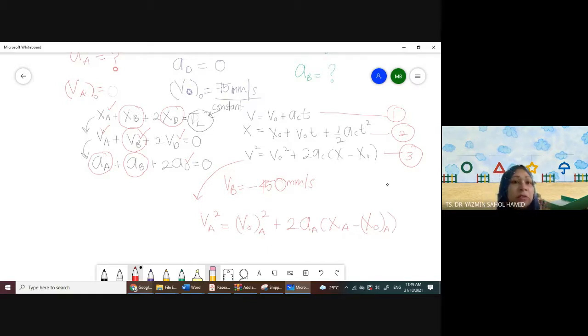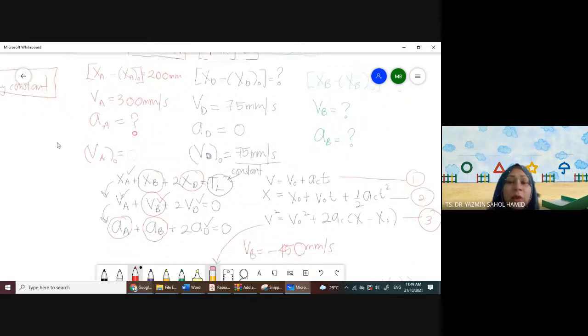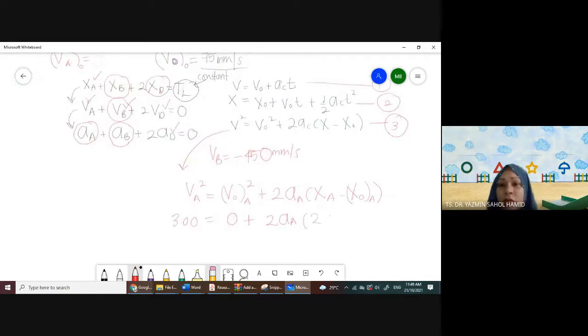Okay? All right, now what is VA squared? 300, right? Yes, 300. Equals 0 plus acceleration at A, and then the change in position of collar A. What is the answer? 200. Yes. So from here, you can get the acceleration at A. So what is the answer? 225. Yes, that's correct. It's positive, right? Millimeter per second squared. Good.